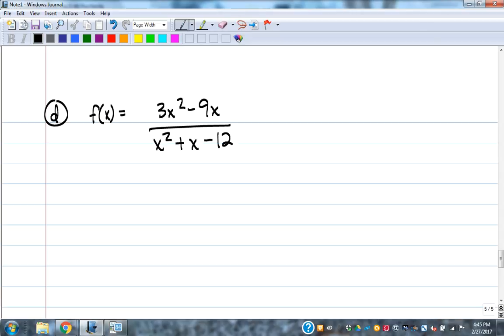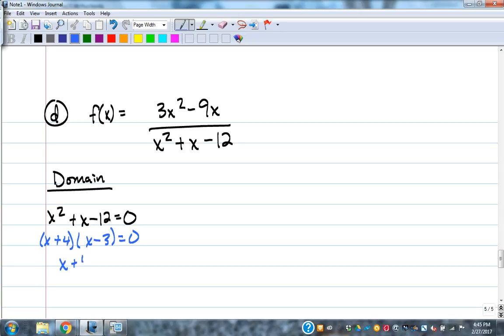First things first, you tell me what to do. Domain. How do we find the domain? So x squared plus x minus 12 equals 0. How do we want to try to solve that? Factor it. How does that factor? X plus 4, x minus 3. Good job.